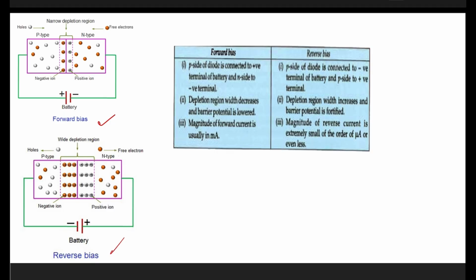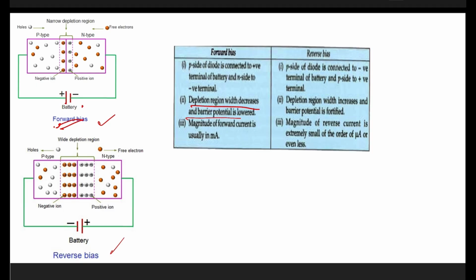We can see that the P side of the diode is connected to the positive side of the battery and the N side of the PN junction is connected to the negative side of the battery. And also we can see that when the diode is in the forward biased condition, the depletion region width will decrease and also the barrier potential will be lowered.